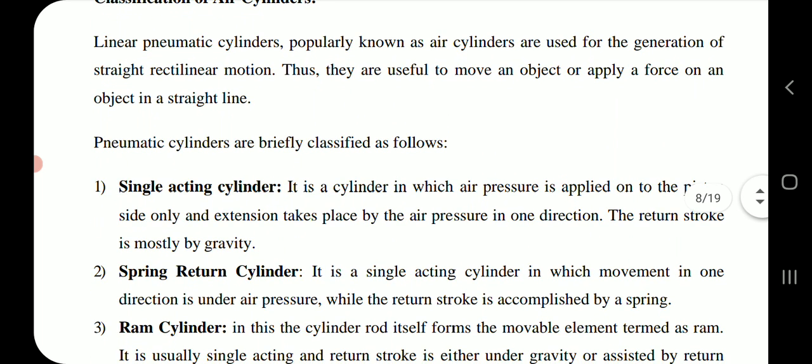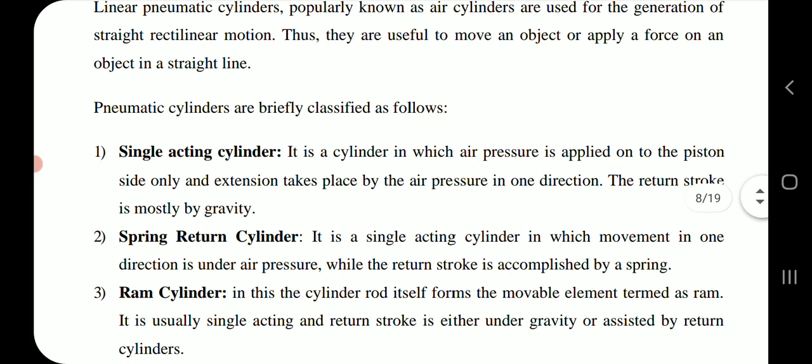Single acting cylinder. It is a cylinder in which air pressure is applied onto the piston side only and extension takes place by the air pressure in one direction. The return stroke is mostly by gravity. Spring return cylinder. It is a single acting cylinder in which movement in one direction is under air pressure while the return stroke is accomplished by a spring.